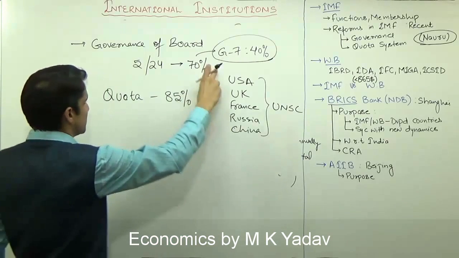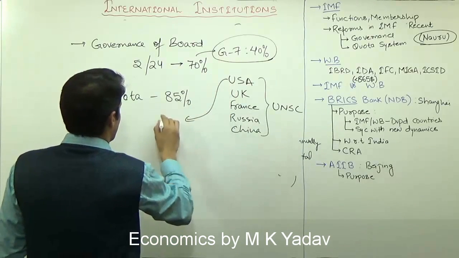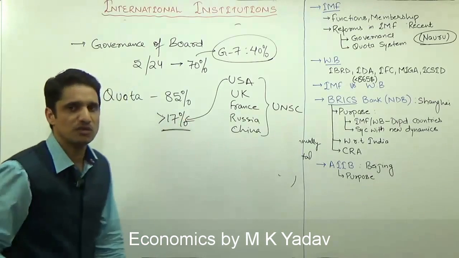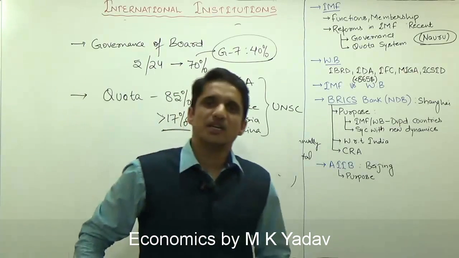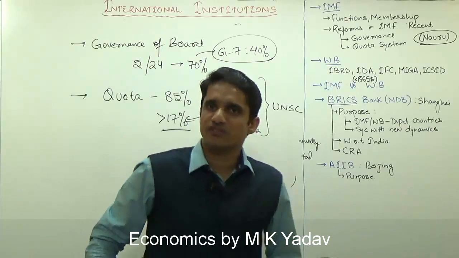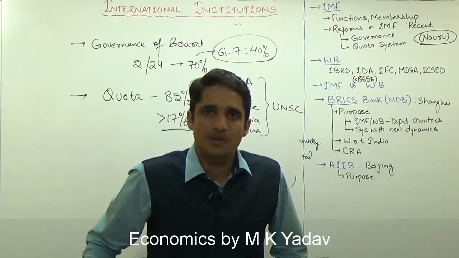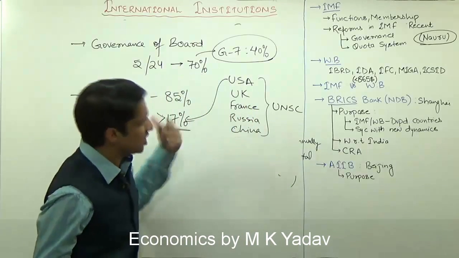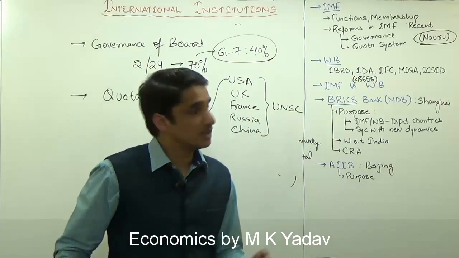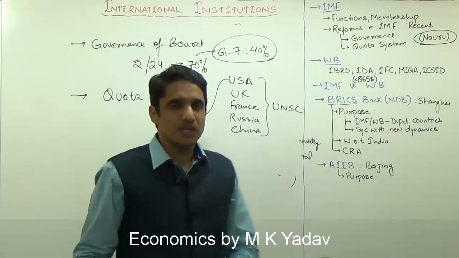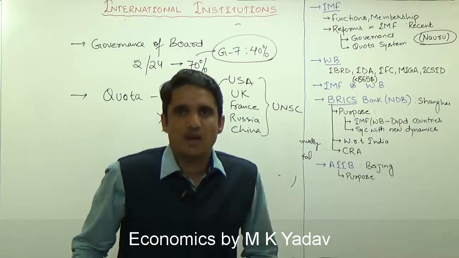And USA alone, we discussed this, has more than 17% of the voting right. So unless and until USA agrees to reform the quota system of the IMF, this cannot be reformed. So we can say there is a dictation of the developed countries in the IMF. Similarly, there is also a dictation of developed countries in the World Bank.